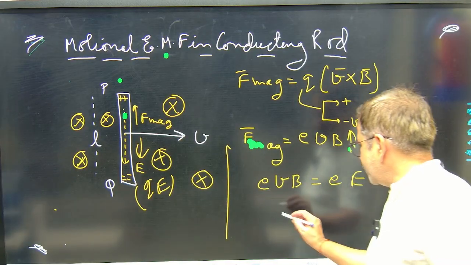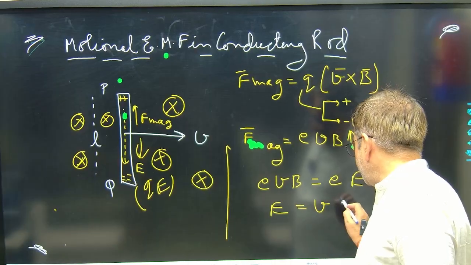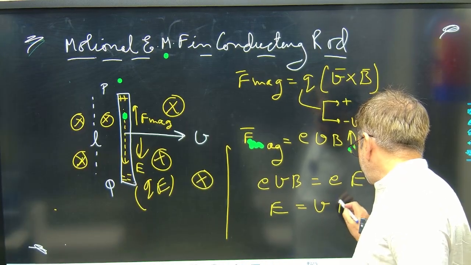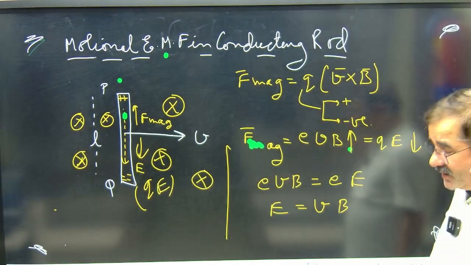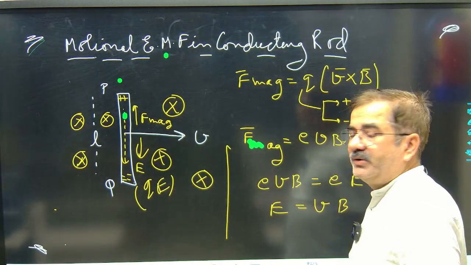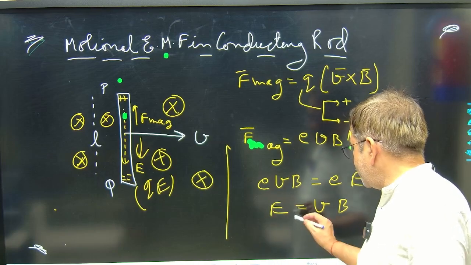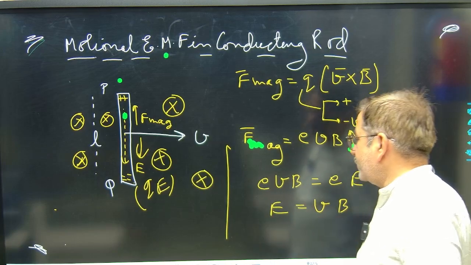What I will say, this maximum value of electric field will be V into B, correct? And electric field is a vector quantity. If I go like that, simultaneously two forces are acting, that is called Lorentz force, and they can balance each other, the Lorentz force value. E is equal to V cross B.